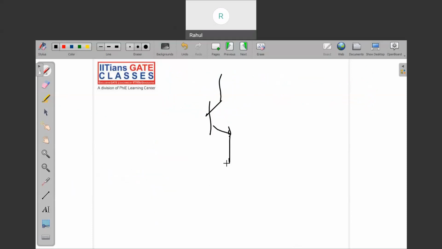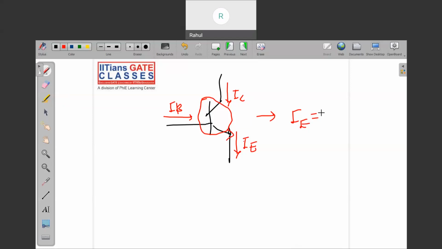This is the symbol of a bipolar transistor, that is an NPN transistor. The base current here is IB, this is the collector current IC, and this is the emitter current IE, right? Suppose this is a node here. So IE is equal to what?